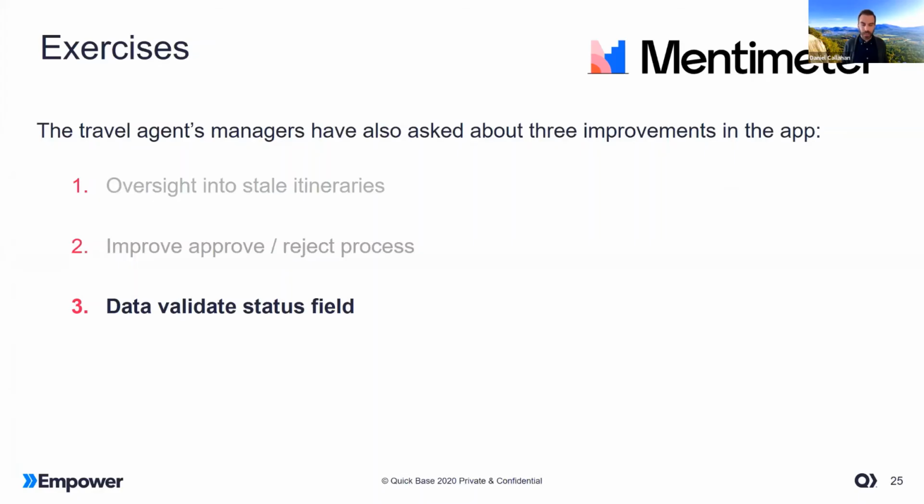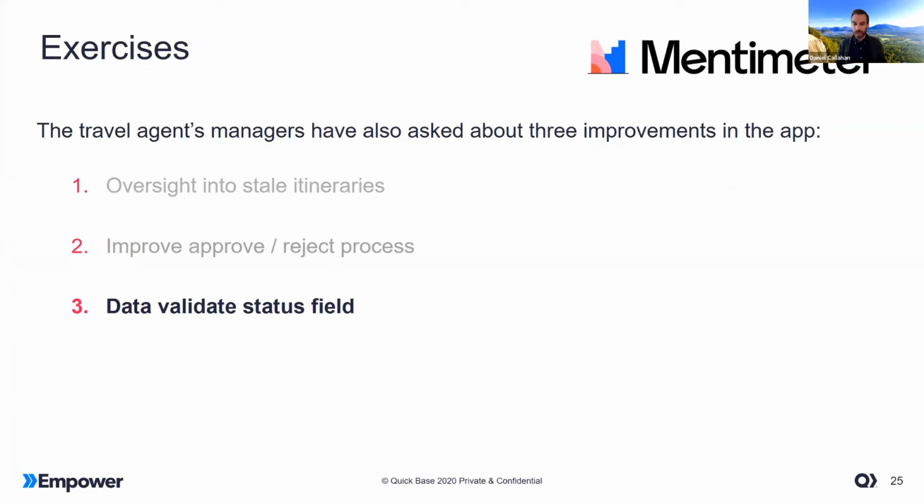So again, agents know they aren't supposed to change the status of an itinerary to approved or rejected. However, because we're using a multiple choice field, there's no way of really removing that option. You could use a form rule in this case to say, when the user is in this role, and then adding a second condition of if the status is approved or rejected, abort the save.